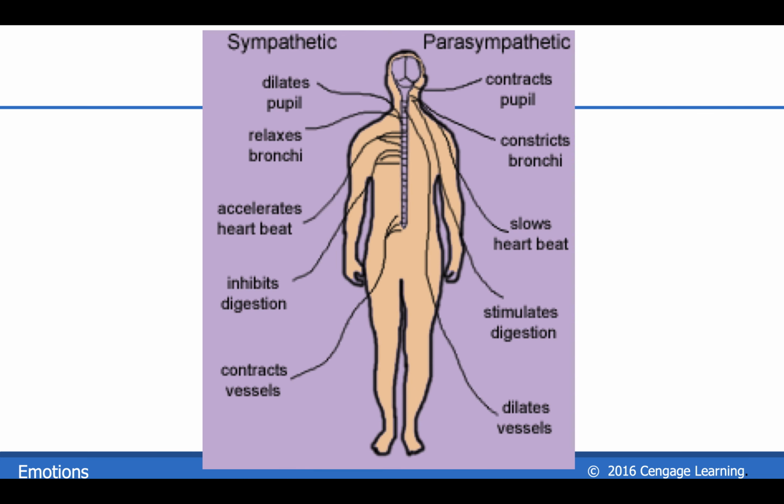Again, here's a quick chart that goes through the two branches. On the left, you have our sympathetic branch. So in times of stress, your pupils dilate, it relaxes your bronchi, allows you to open up your lungs and breathe and get more oxygen, accelerates your heartbeat, stops your digestive system, and constricts your blood vessels. But then when you relax and that parasympathetic branch kicks in, your pupils contract, they go back to normal, it will reconstrict your bronchi, slow your heartbeat, stimulate your digestion, and dilate your blood vessels.